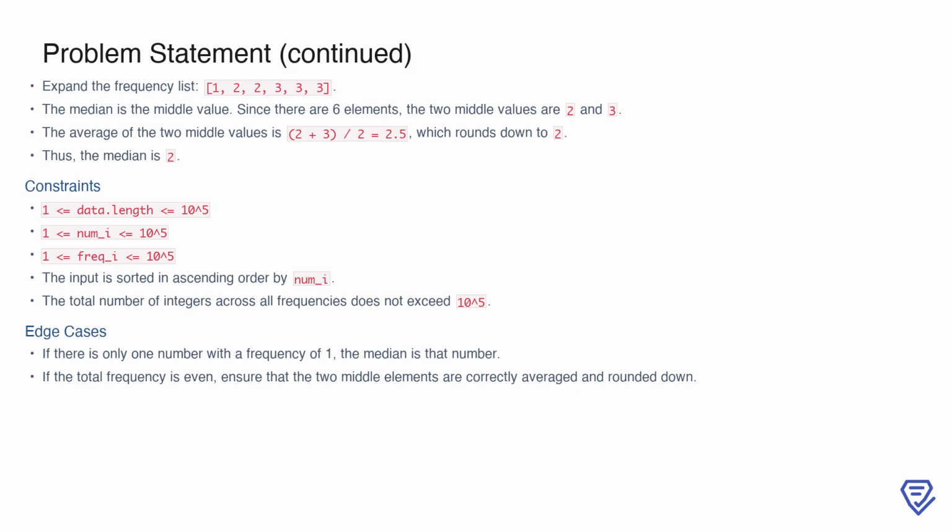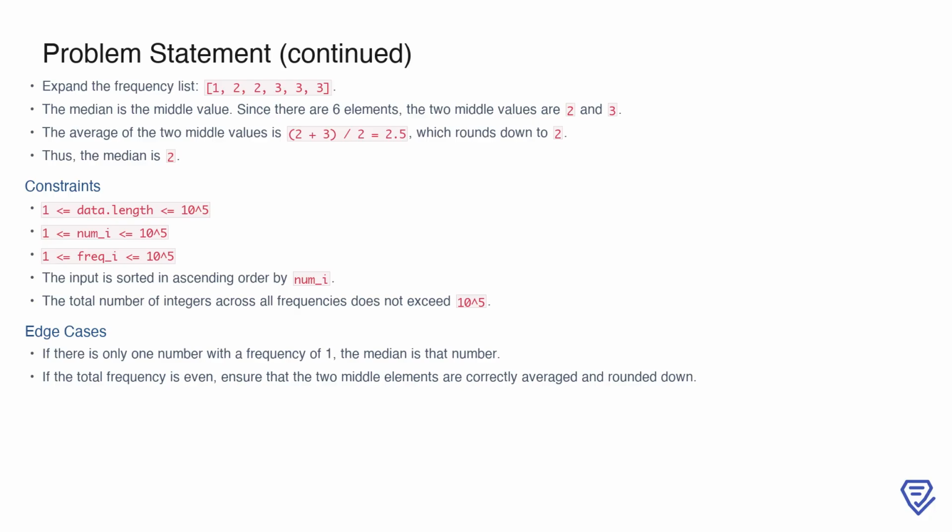Expanding the frequency list gives 1, 2, 2, 3, 3, 3. To find the median, we again locate the middle values. Since there are 6 elements, the two middle values are the third and fourth elements, which are 2 and 3. Taking the average of these two values gives (2 + 3) / 2 equals 2.5. However, because the problem requires us to round down, the median becomes 2.